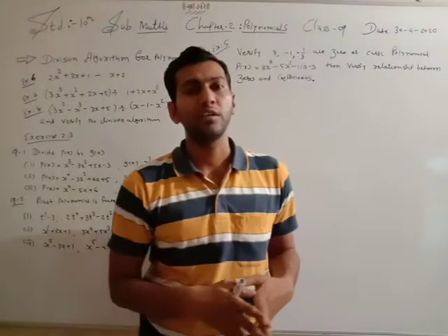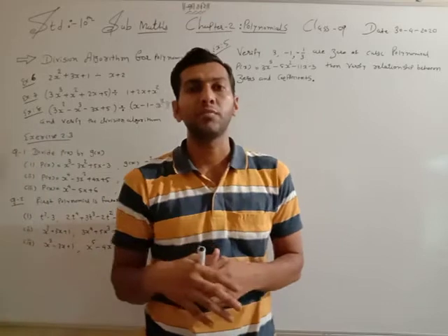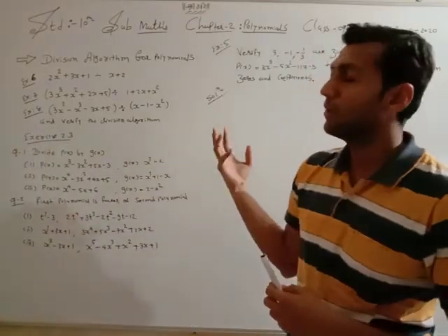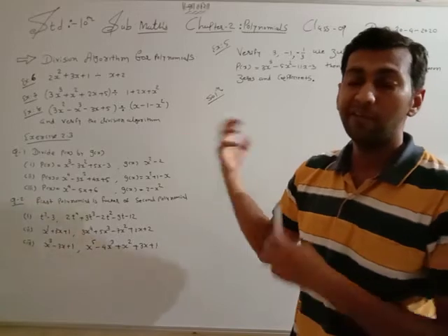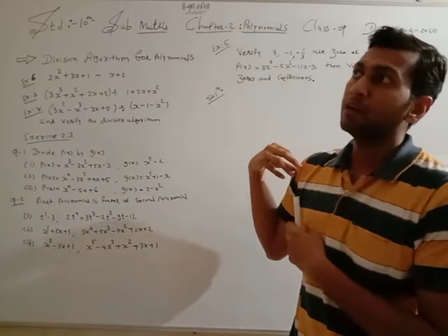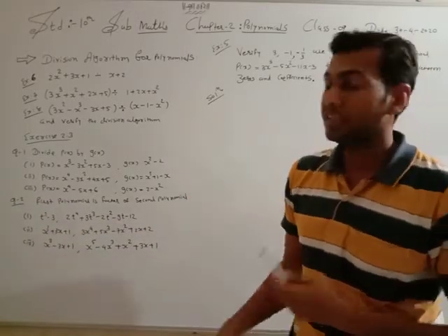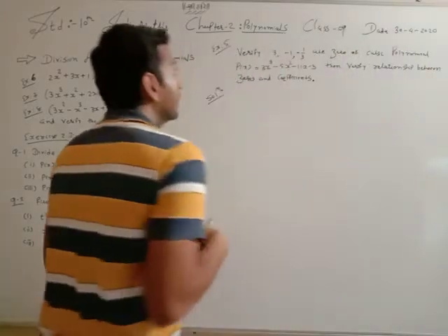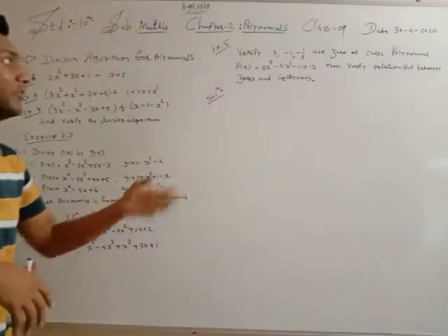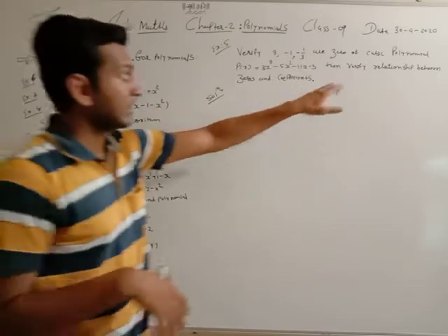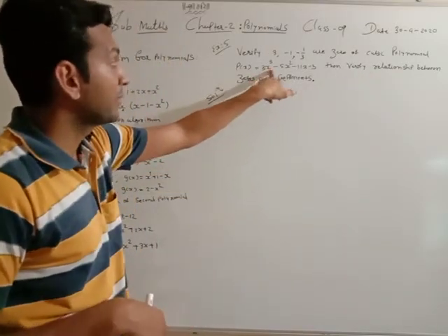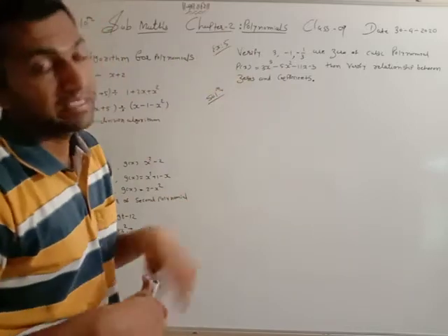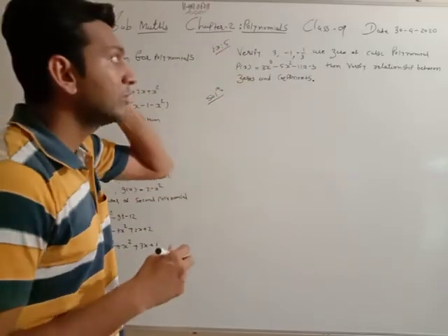Hello dear student, in the last lecture we learned how to find quadratic polynomials when the sum of the zeros and the product of the zeros are given. In this video, we will learn the relationship between the zeros and the coefficients in the case of a cubic polynomial. Let's start. Example number 5 in your textbook.